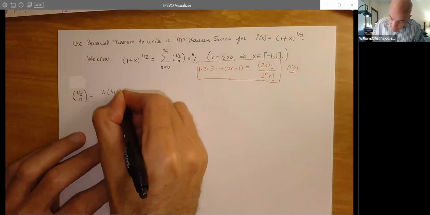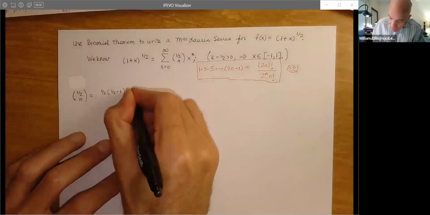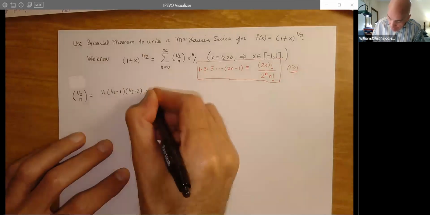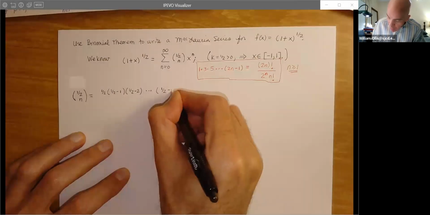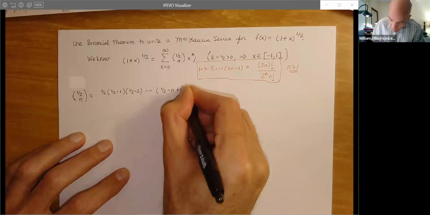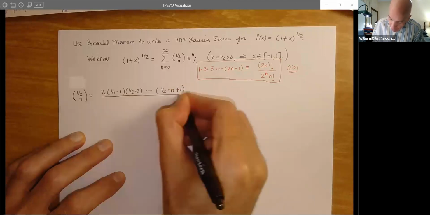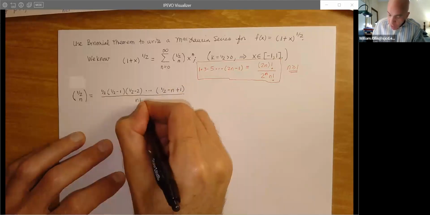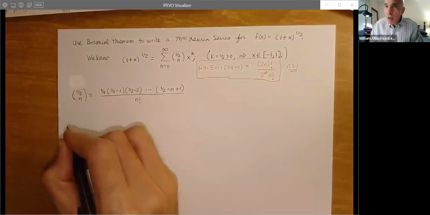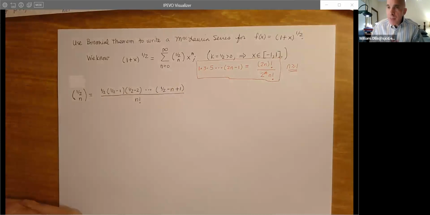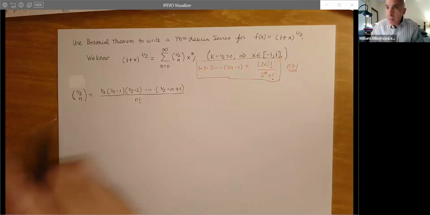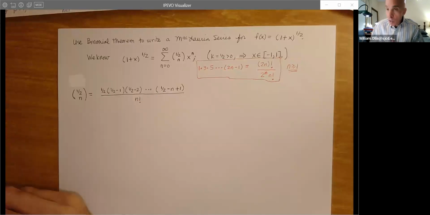minus 1. I'll just write down several. 1/2 minus 2. And then we have 1/2 minus n plus 1, divided by n factorial. You know that we've already used this several times in our arguments today. That's your new definition for that of a binomial coefficient. K is any number, n is a positive or a non-negative integer.